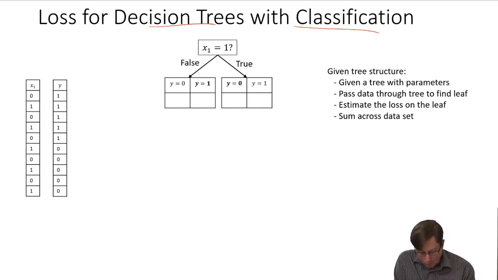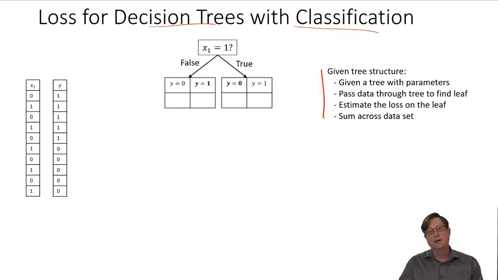This is a simple way to think about the loss of a particular version of a tree structure. The way that you do it is you take the tree, you take your training data and pass it through the tree to find the leaf that it ends up at. Then you store the class labels at the leaf of all the training examples that end up at the leaf. Then when you're done doing that, you estimate the loss on the leaf after all the training data has gotten everywhere that it's going to go in the tree.